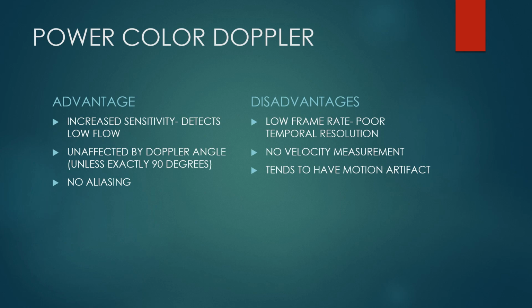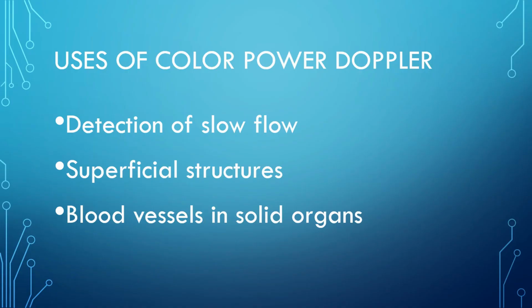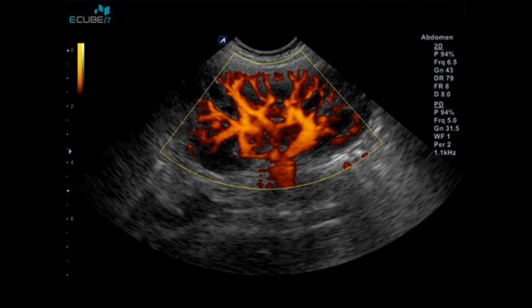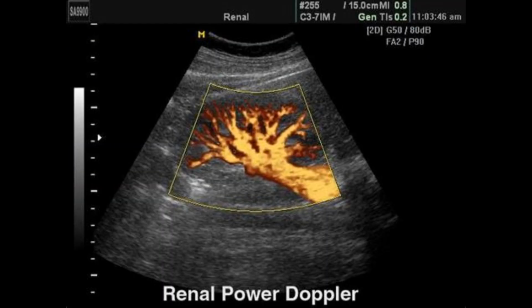The big advantage of power color Doppler is its increased sensitivity to low flow. Also, it's not so angle dependent unless you're exactly 90 degrees. And there's no aliasing. The disadvantages are a low frame rate, which gives you poor temporal resolution, no velocity measurement, and it tends to have motion artifact. The uses of color power Doppler are, again, the detection of slow flow, superficial structures, and blood vessels in solid organs. Here's an example of a renal ultrasound using color power Doppler.